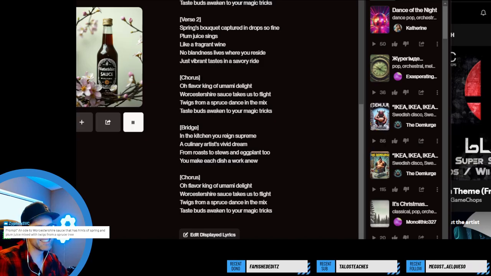Twigs from a spruce dance in the mix. Taste buds awaken to your magic tricks.